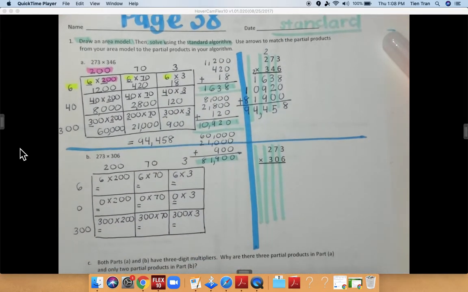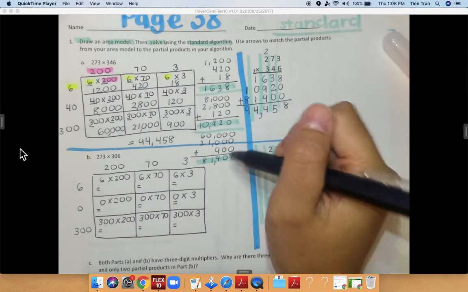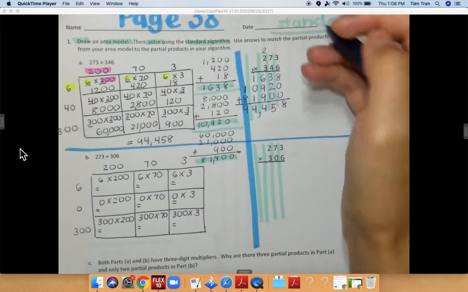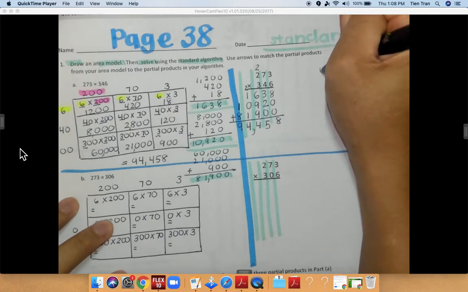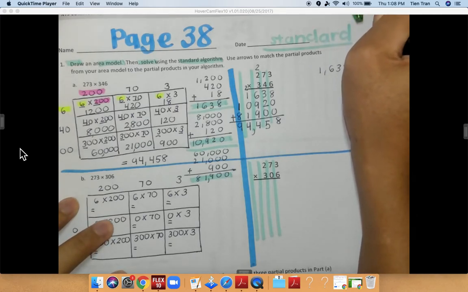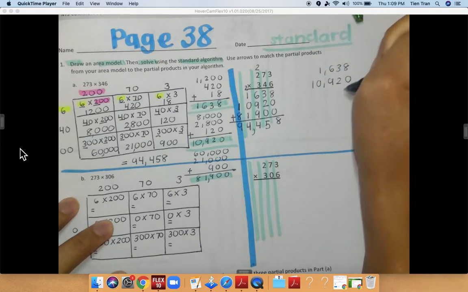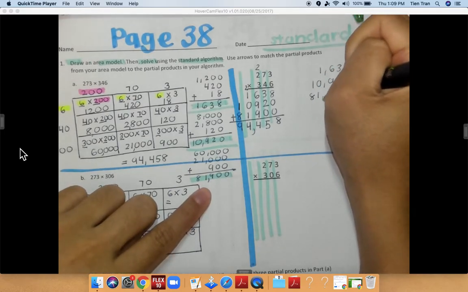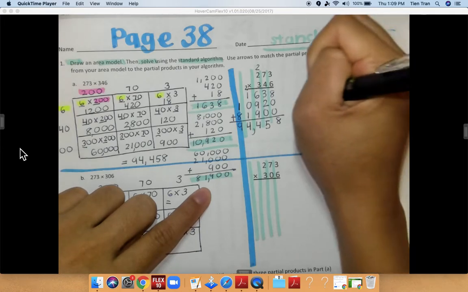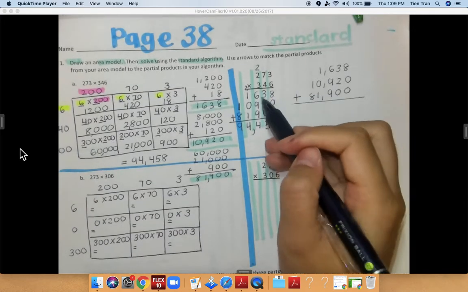I would show you, but I am out of room. Or I can actually show you over here. So I have 1,638, and then I have 10,920, and I have 81,900. If you notice, they are the same numbers.